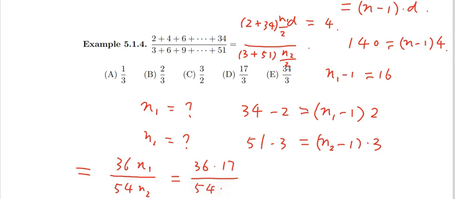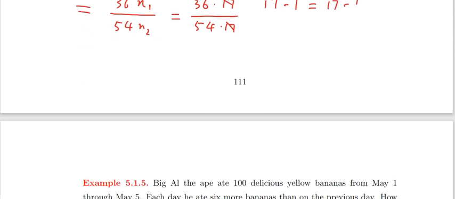And 50, let's say, so what is n2? For n2 we just divide by 3. So this equals 17 minus 1, divided by 17 minus 1. Oh, same 17, so cancel. Then we can also simplify, right? We can get the answer easily.